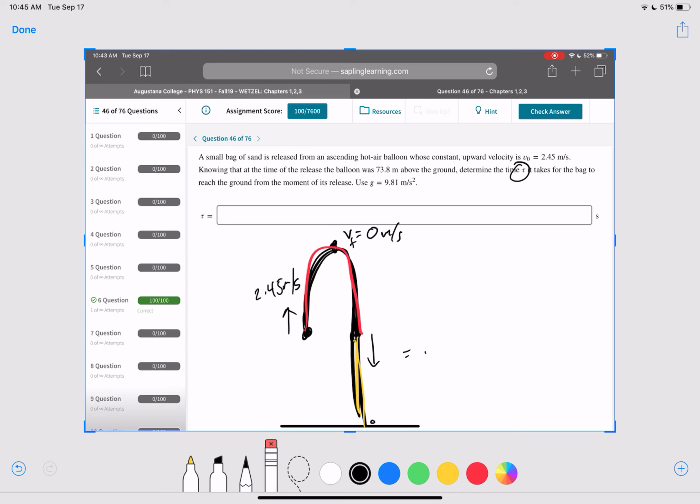Okay, so we know for this first part, if we just look at this part, we are going to say our initial velocity, because we're trying to find the time, v final equals 0.